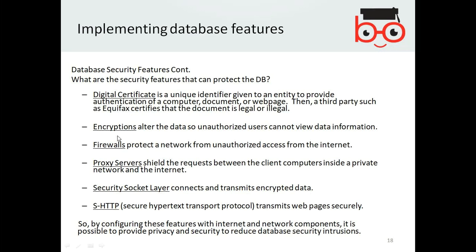Is it clear? Encryption alters the data so unauthorized users cannot view the data information. Firewalls protect a network from unauthorized access from the internet. For example, if you have a firewall on your server, then probably only a limited number of users from a particular location can access the server.